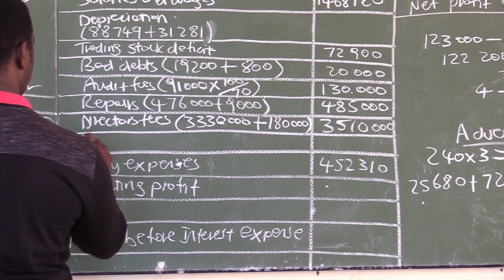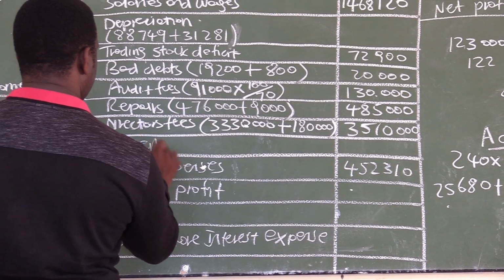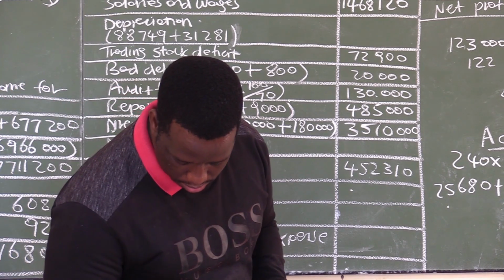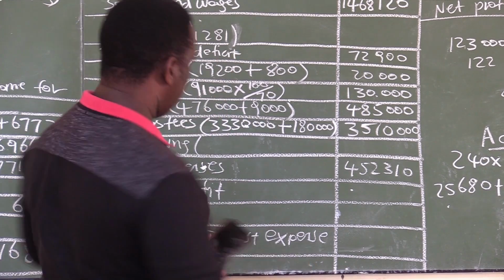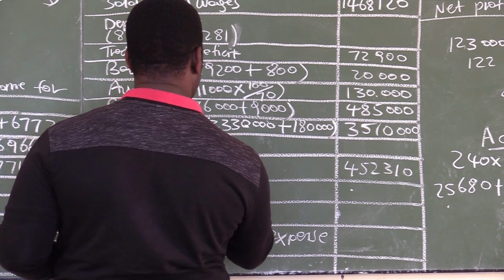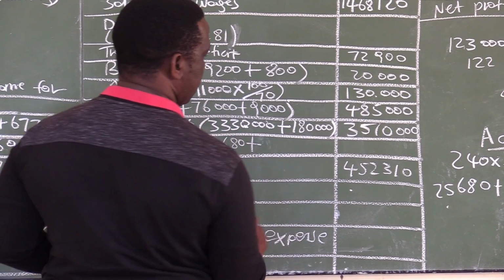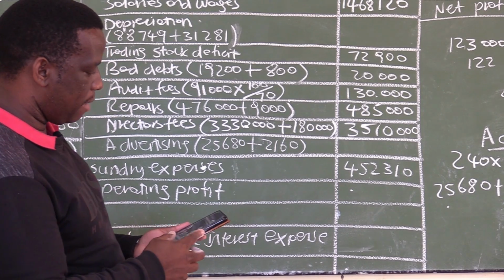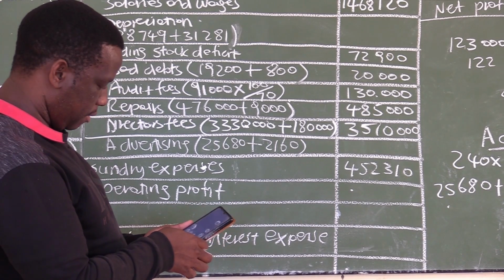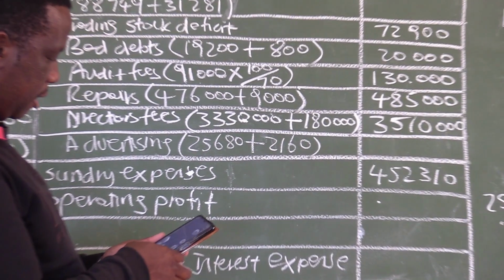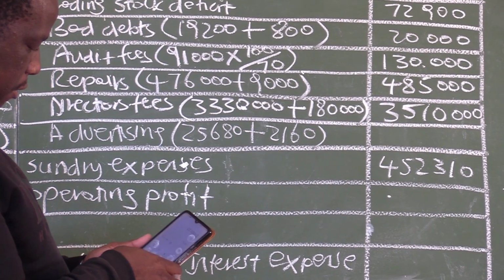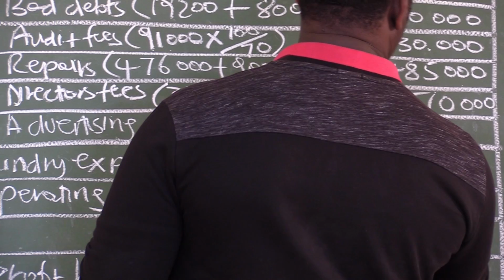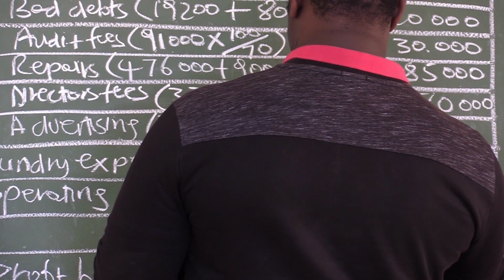So advertising, the amount given is 25,680, plus 2,160 for 1 month. 25,680 plus 2,160 equals 27,840.